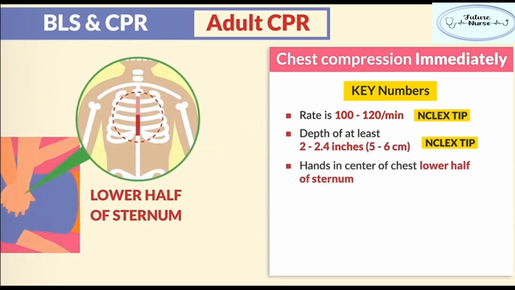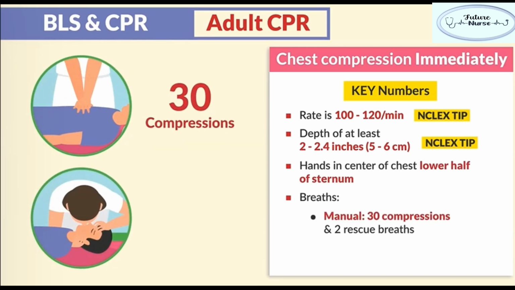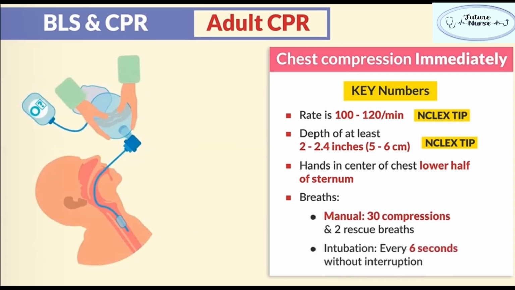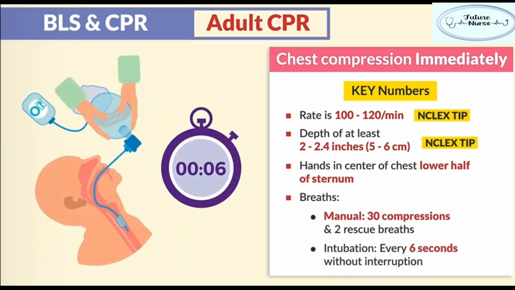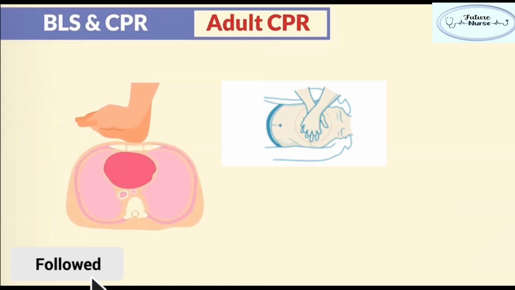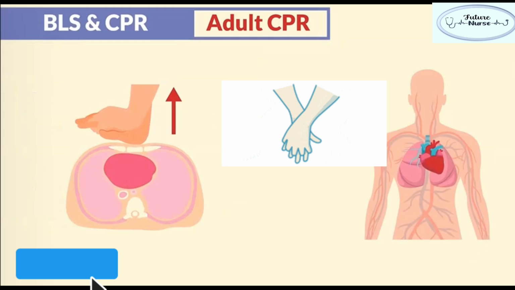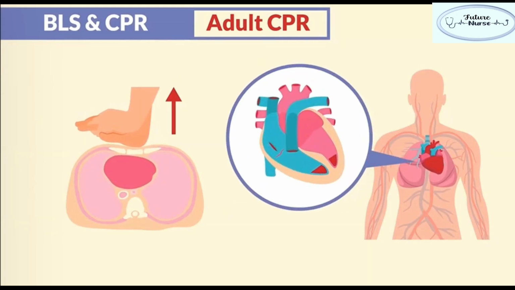Now, in terms of breaths, if we're giving it manual, then it's 30 compressions and 2 rescue breaths. And if the patient is intubated, then we do every 6 seconds without interruption. Now, after each compression, the chest should fully recoil and refill completely to allow the heart chambers to refill with blood in order to get as much blood out to the body with each compression.